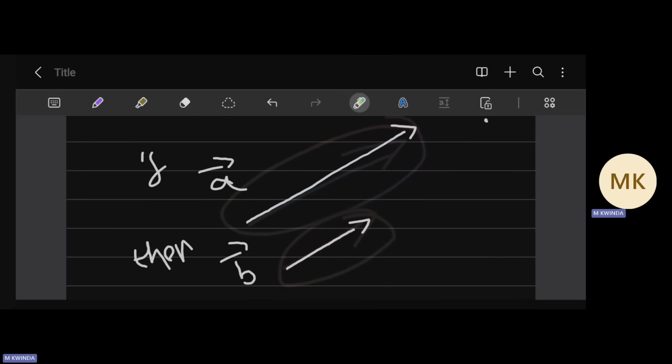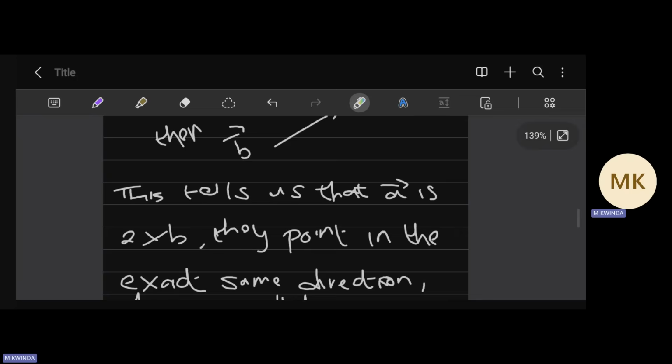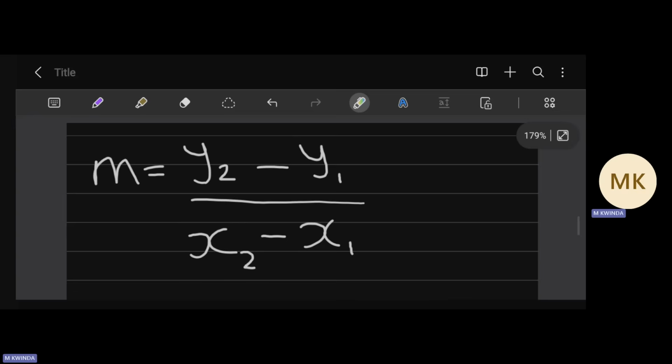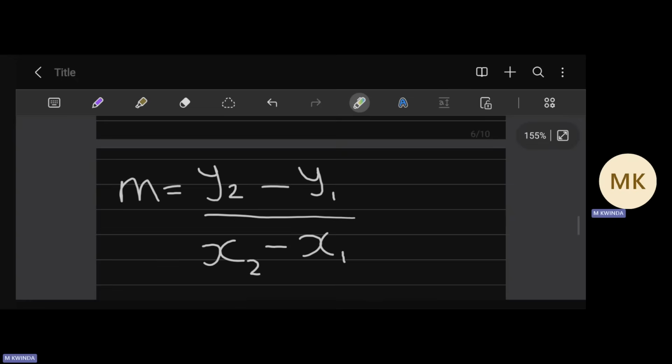That means vectors can have slopes because they can be parallel, all right? I made a little side note. This tells us that A is twice vector B, so they point in the exact same direction, and thus both vectors lie on the same line, right? So even if you elongate A more, it's still going to lie on the same line as B. And because we've learned that vectors can be parallel, this obviously means they can have slope, which we would calculate using this formula, right?